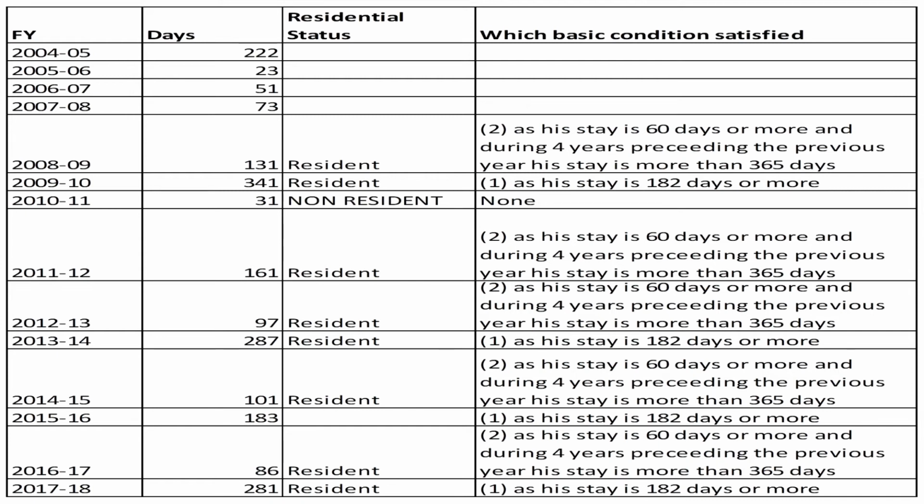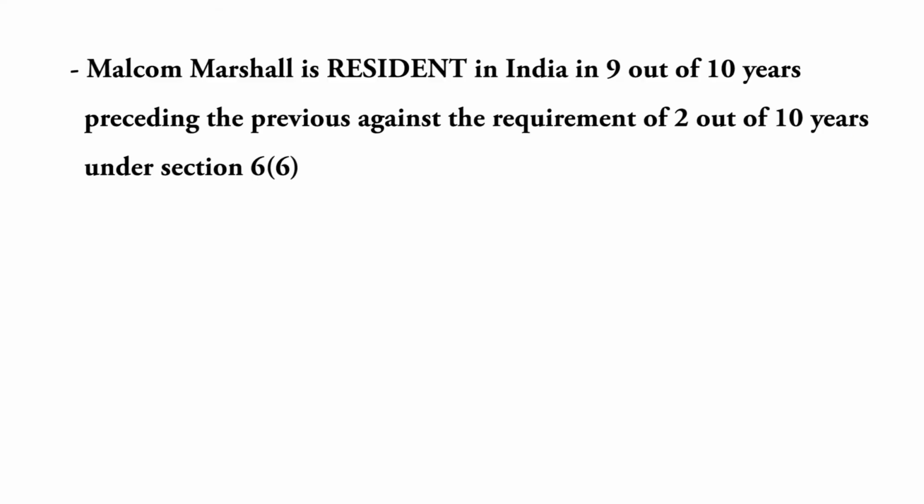In 2009-10, he is resident in 341 days, so he satisfies condition number 1. And in 8-9, though his stay is less than 182 days, but his stay during the preceding 4 years, that is 2007-8, 6-7, 5-6, 4-5, exceeds 365 days, so he satisfies condition number 2. So if we see the table, we'll find that he is non-resident only in 1 year, that is, he is resident in 9 years out of 10 years preceding the previous year, where the requirement is only 2 years out of 10 years under section 6 subsection 6.